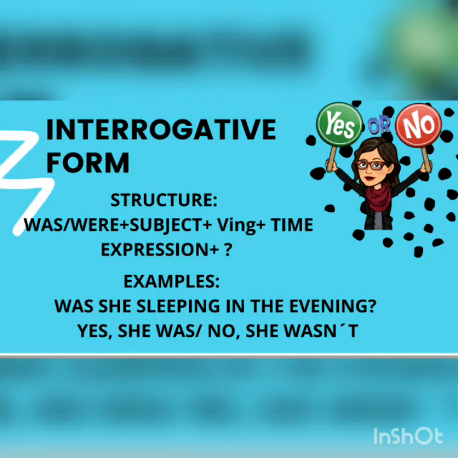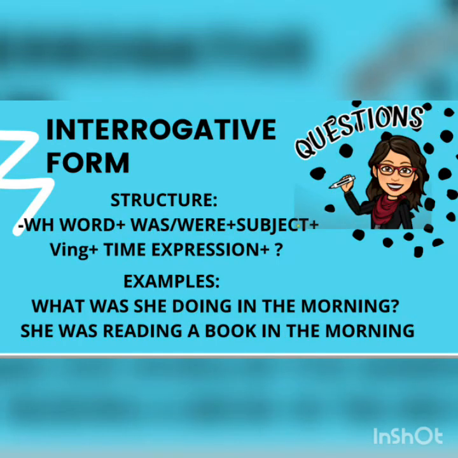Cuando tenemos una yes-no question, vamos a empezar la pregunta con el auxiliar. En este caso sería el verbo to be, was o were. Then the subject, sí, la persona que realiza la acción, the verb with ing, and the time expression. Let's see some examples. Was she sleeping in the evening? Yes, she was. No, she wasn't. Short question, short answer. ¿Sí? Pregunta corta, respuesta corta.